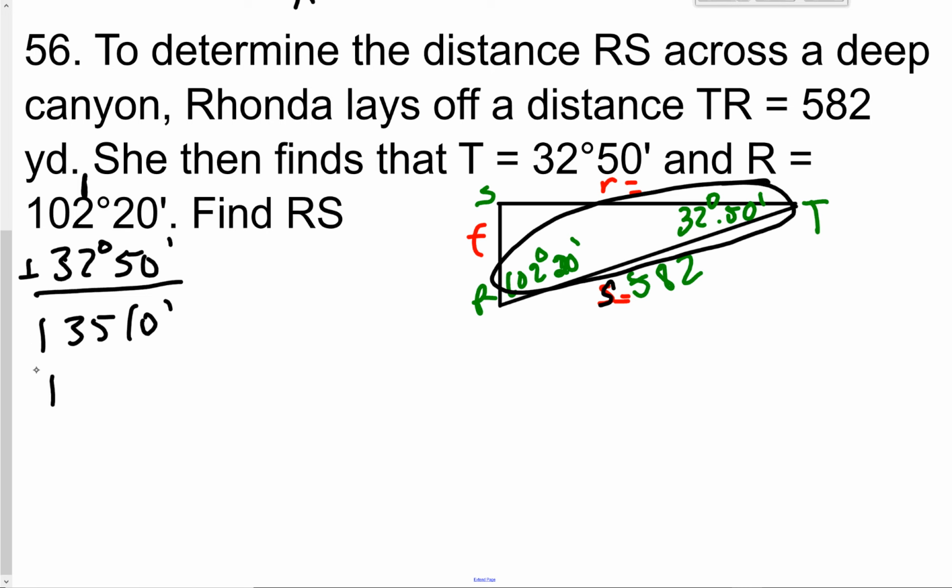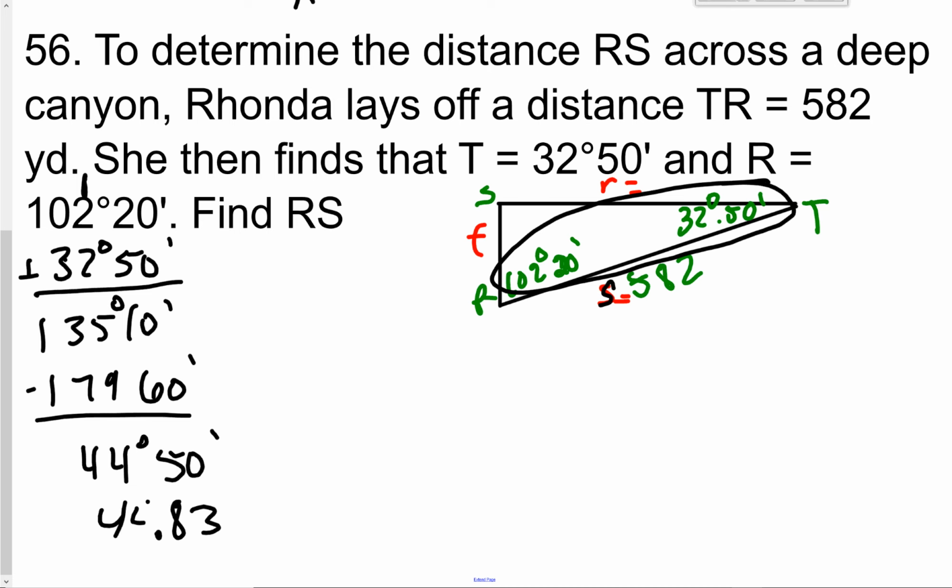And 180, I don't have my minutes, so can I just steal a degree and get 60 minutes? So instead of 180 it would be 179 degrees 60 minutes. Then can I just subtract these? That'd be 50 minutes, and then 4 and 4, 44, right? 44 degrees 50 minutes, which we found from the last problem. If I take 50 and divide it by 60, that gives me 0.83. So I got 44.83. Now I do have an opposite side and an opposite angle.